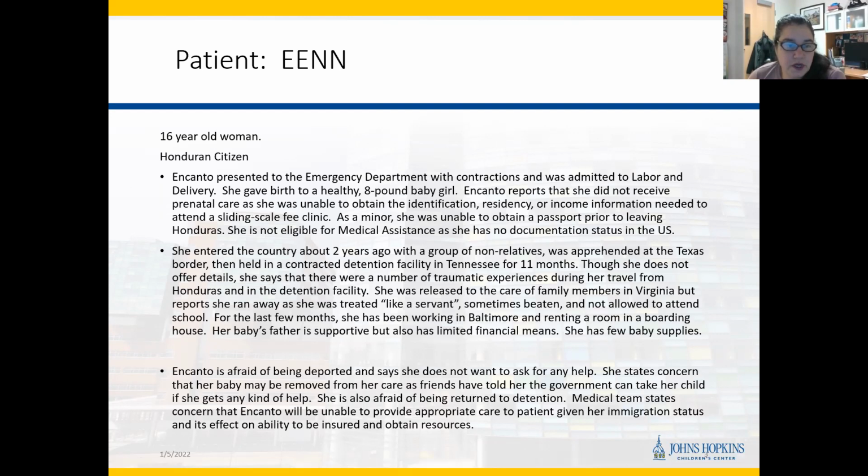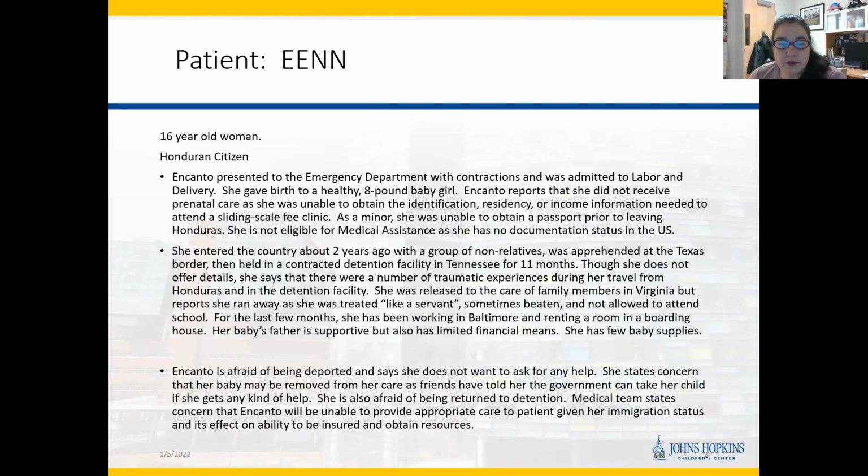Her first name we've chosen, Encanto, presented to the emergency department with contractions and was admitted to labor and delivery. She gave birth to a healthy 8-pound baby girl and reports that she did not receive prenatal care as she was unable to obtain the identification, residency, or income information needed to attend a sliding scale fee clinic. It's not indicated in the summary, but she also, as a minor, had been unable to obtain a passport prior to leaving Honduras. Oh, that is indicated here, I'm sorry.